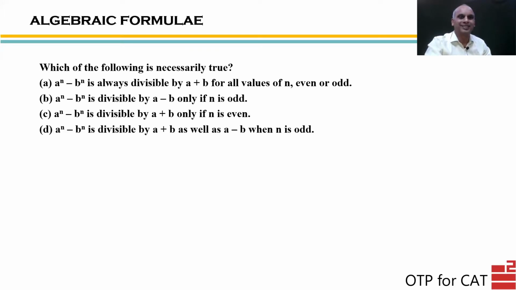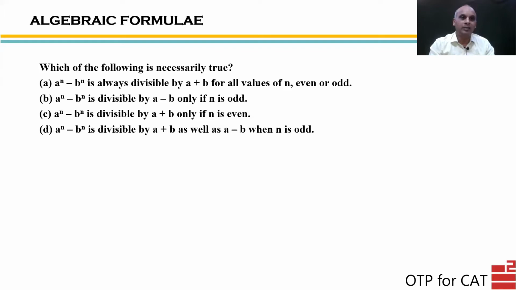Which of the following is necessarily true? You have to read each option statement separately and find out which is correct. We can see that A option says a^n minus b^n is always divisible by a plus b for all values of n, even or odd, which we know is not true because this is divisible by a plus b only when n is even. Remember that? So the first statement is therefore not necessarily true.